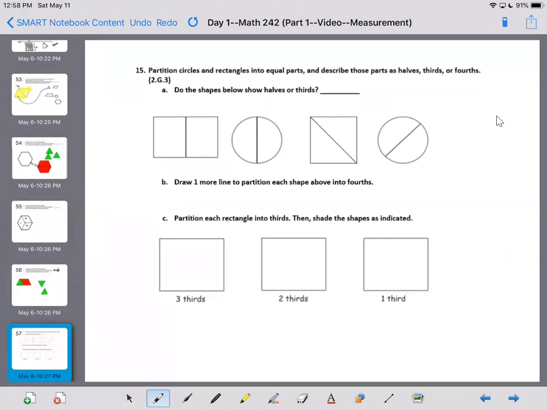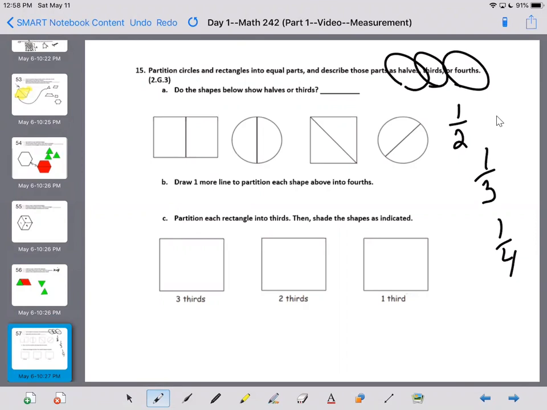All right, jumping into the next topic, we're looking at partitioning different shapes into halves, thirds, and fourths. So now we're bringing in the fraction halves, thirds, and fourths. So now we're really stressing, what's that denominator? What's that number in the denominator really mean when we're talking about the shape? Well, remember that represents how many pieces we're dividing the whole. So do the shapes below show halves or thirds? Now the question is, I'm seeing 2 parts, 2 parts, 2 parts, 2 parts. So this would represent halves.